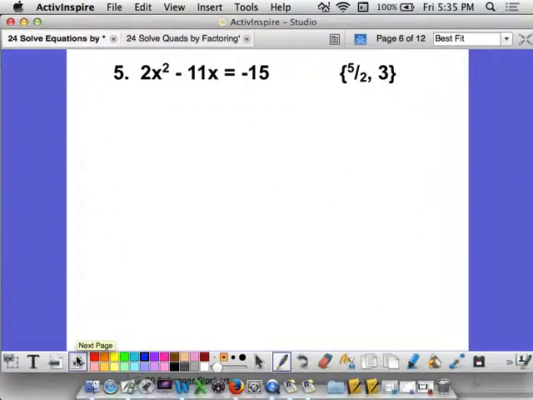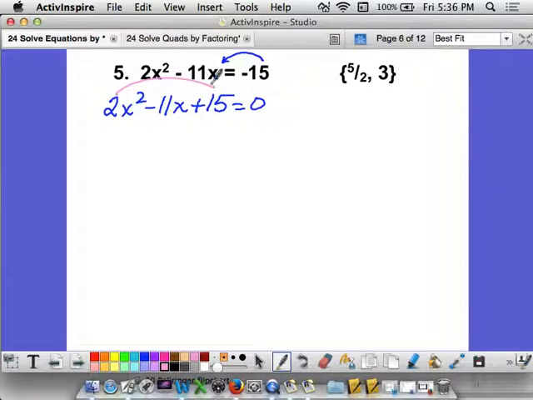On number 5, again, I want to set this equal to 0. I'm going to bring the negative 15 over. It becomes a positive 15. So I have 2x squared minus 11x plus 15 equals 0. Negative on the right means positive on the left. Do I have a common factor? No, I don't have a common factor. But because I have this coefficient, I'm going to have to bottoms up.